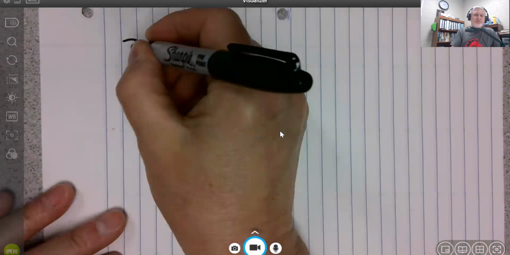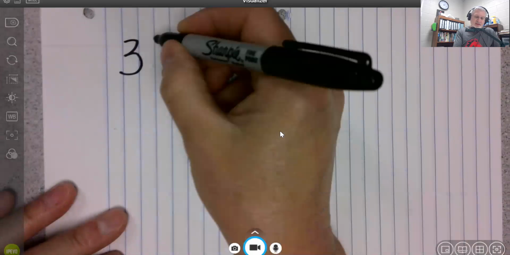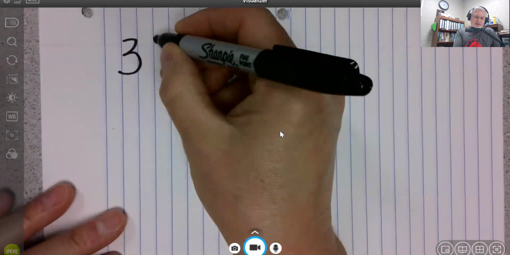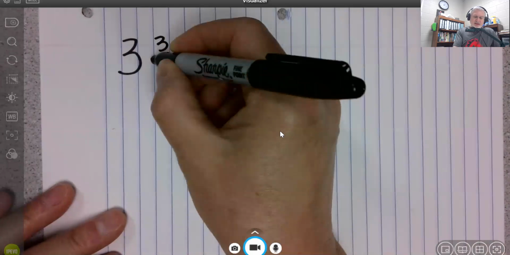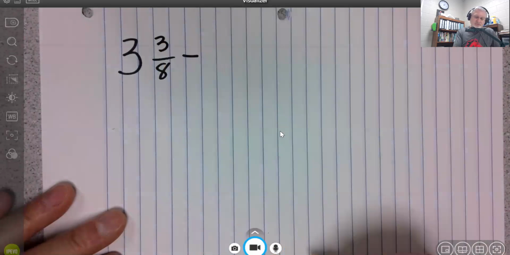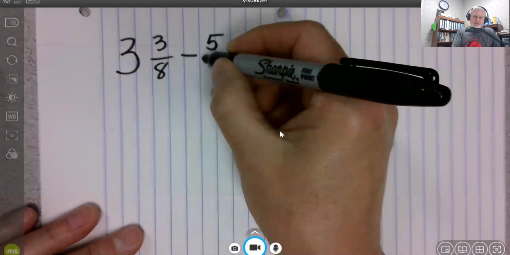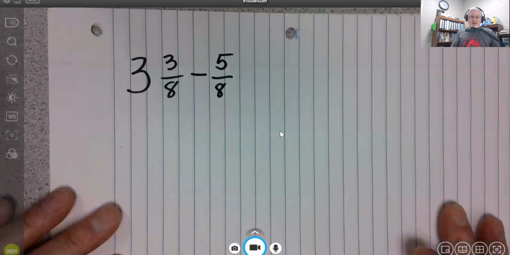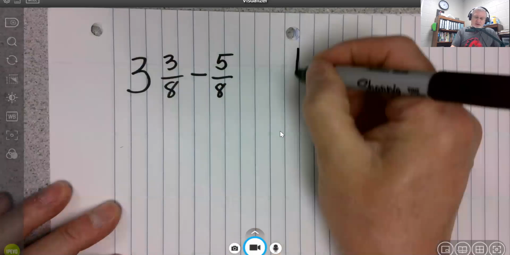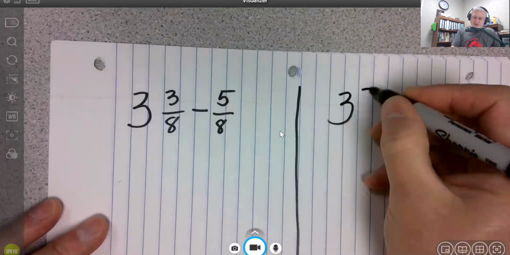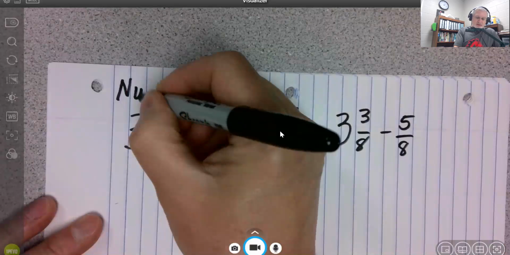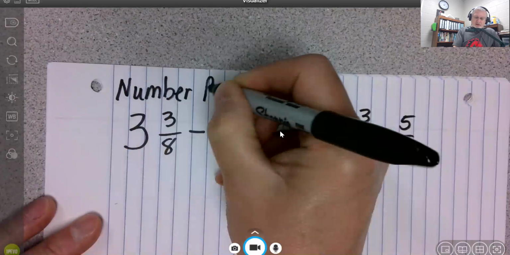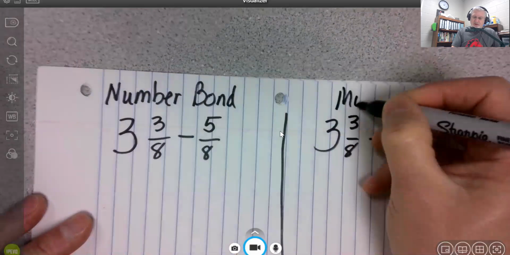Let's take 3 and 3/8 minus 5/8. Okay. Let's put it over here too. We're going to do 2 different strategies. First one will be number bond. And the second one will be multiplication.